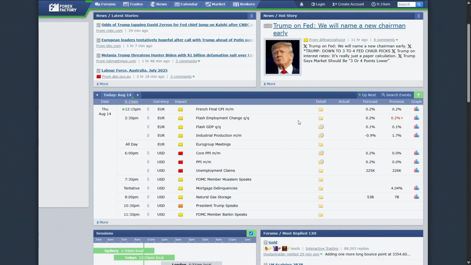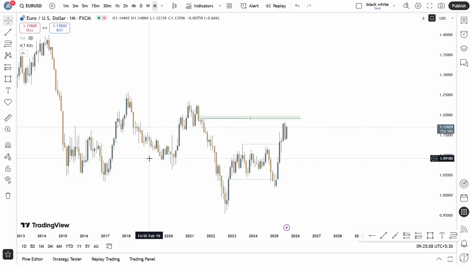So here I'm back doing the Euro USD chart analysis for today's trade. So let's get started. First of all, we are having a high impact news at 6 p.m. Indian Standard Time. So be cautious at this time because the price could be really volatile, which is not ideal for lower time frame trades.